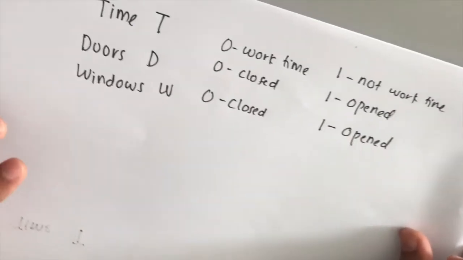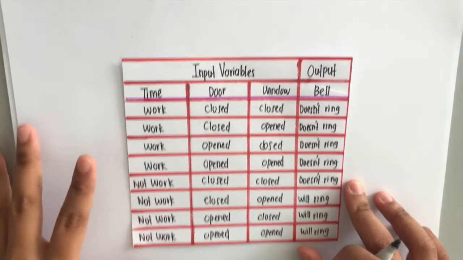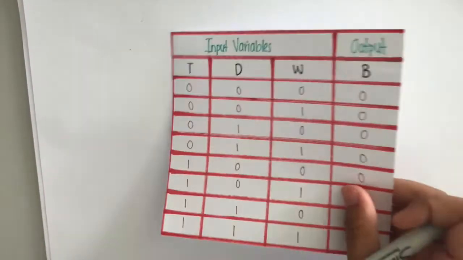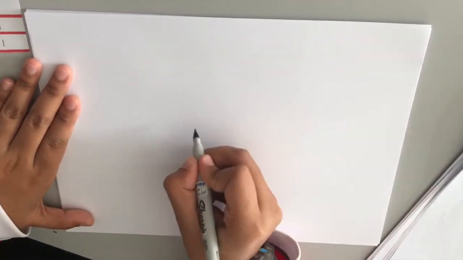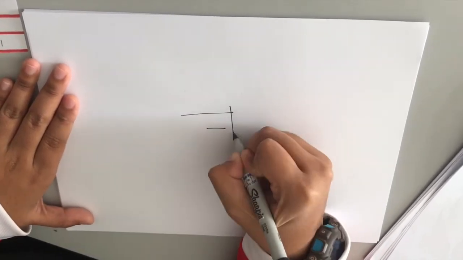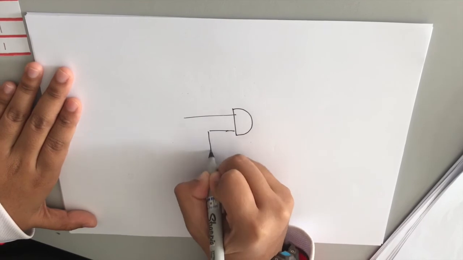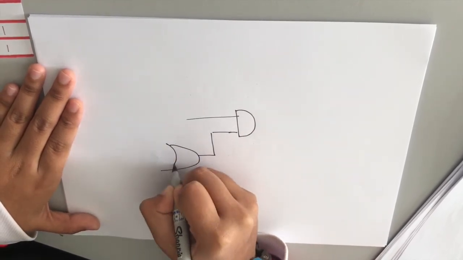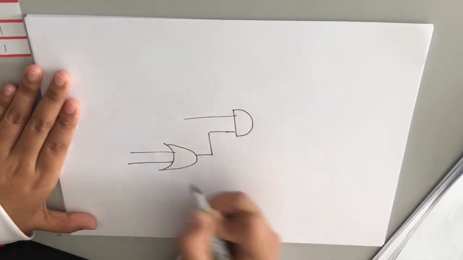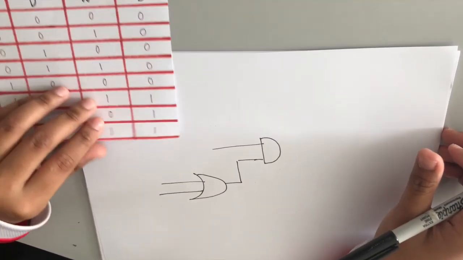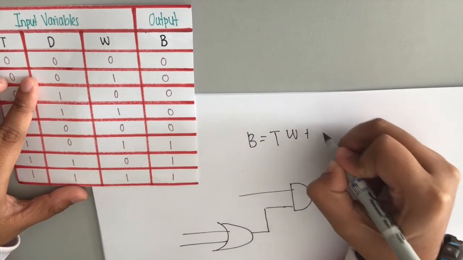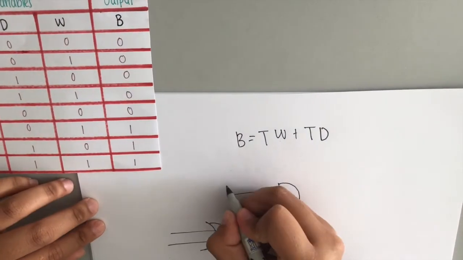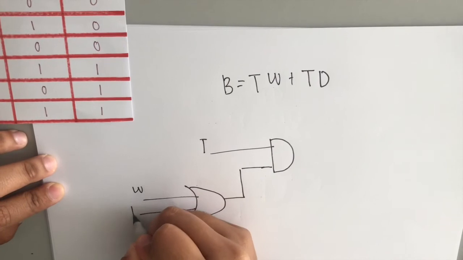Okay, based on these variables, we can use this table. When this table is transformed to binary numbers, it can be like this. To know when the bell is ringing or not, we can use this logic gate. We take one condition from this table. B equal to T, W plus T, D. Okay. T, W, and D.